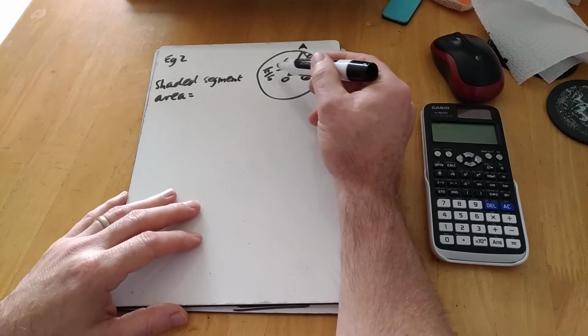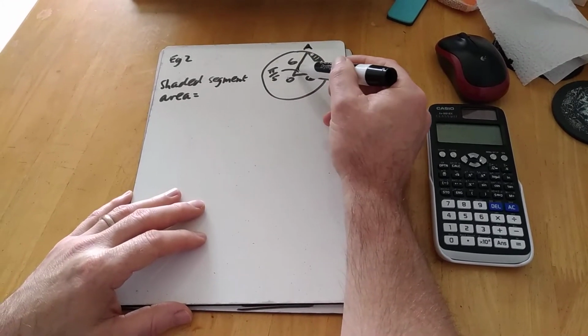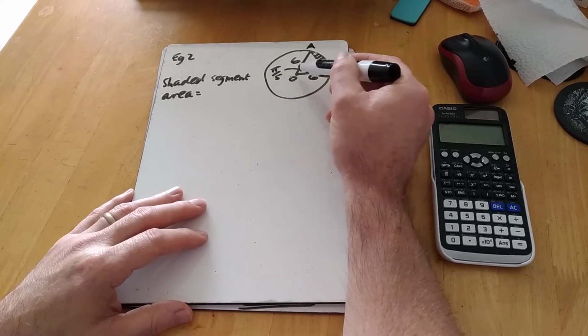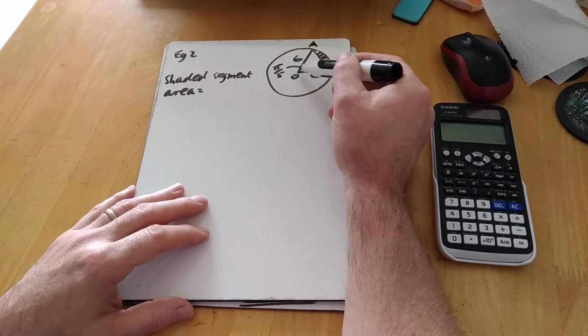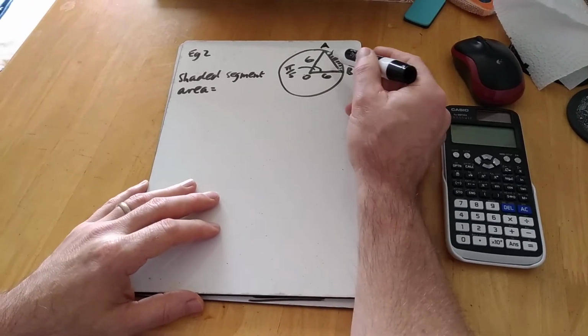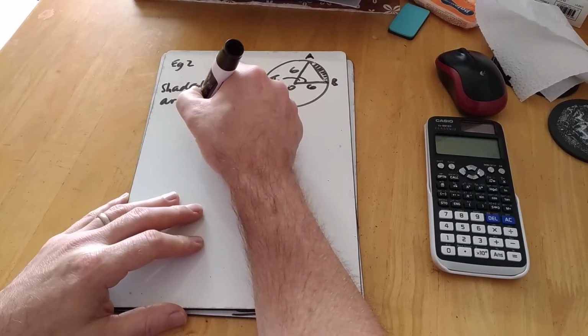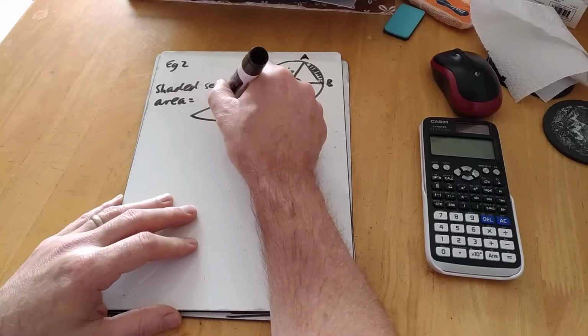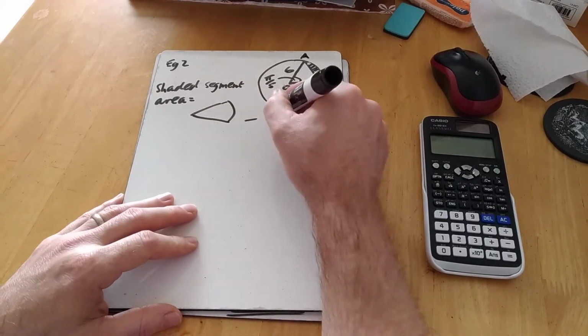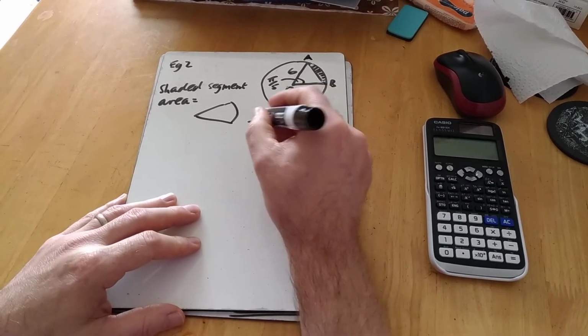I've got an angle in terms of pi over 5. So I don't need my radian symbol, because it's in terms of pi, we assume it's a radians angle, and I want that shaded thing there. So all the shaded bit is going to be the area of the sector minus the area of the triangle.